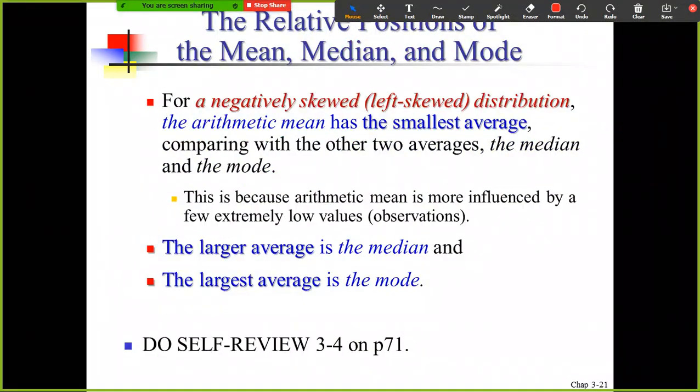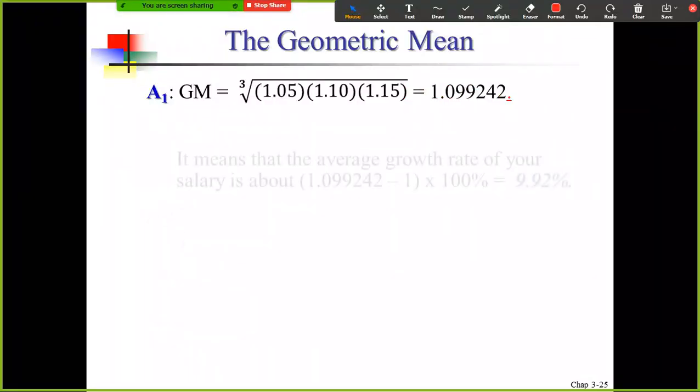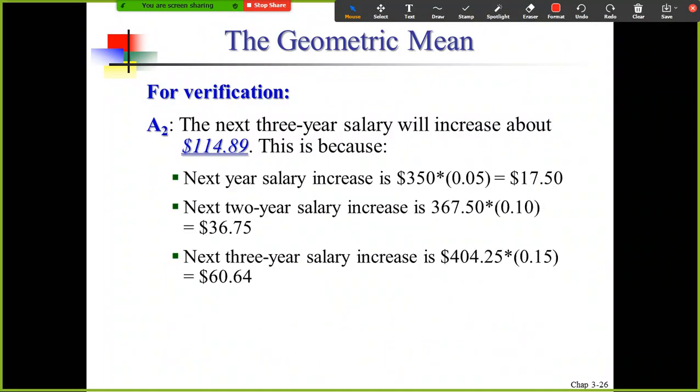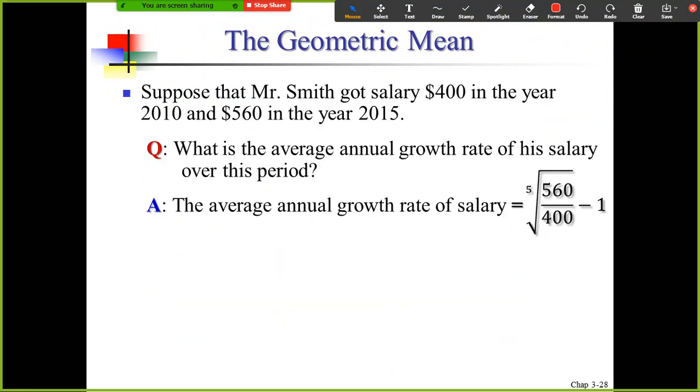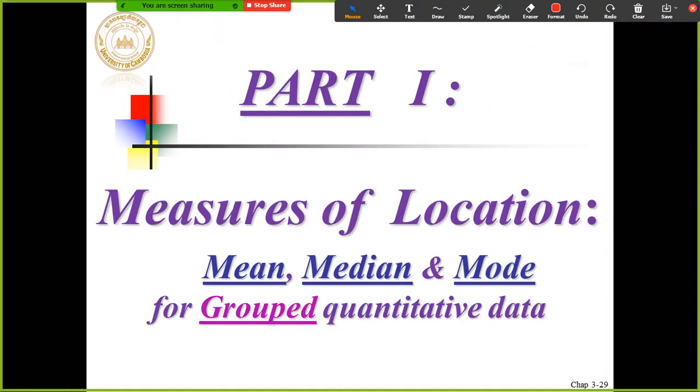That means we already passed 5 steps. So this is grouped data. Measures of location: we find again mean, median, mode. But for the mean, we don't use the geometric mean. We use only the arithmetic mean, median, and mode for grouped quantitative data sets.